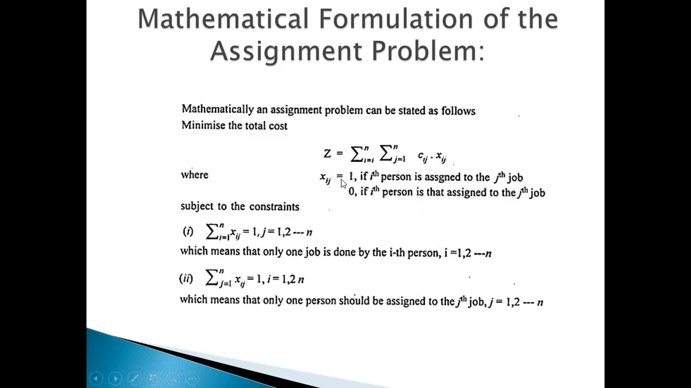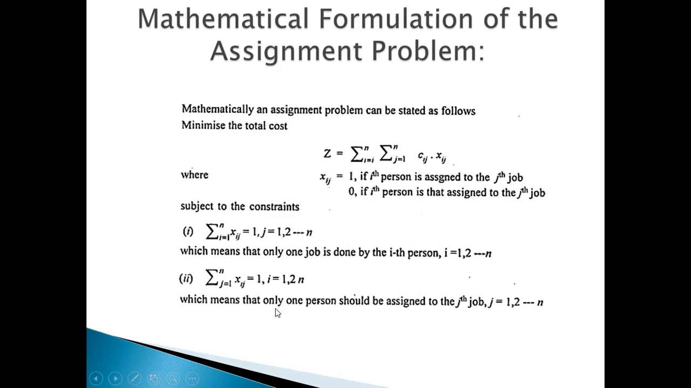Xij is equal to 1 if the ith person is assigned to the jth job, otherwise it is 0. So this is the decision variable, 0 or 1, subject to the resource constraints. Equation number 1: this constraint is the job assignment constraint, which clearly states that only one job has to be done by the ith person, where i varies from 1 to n.